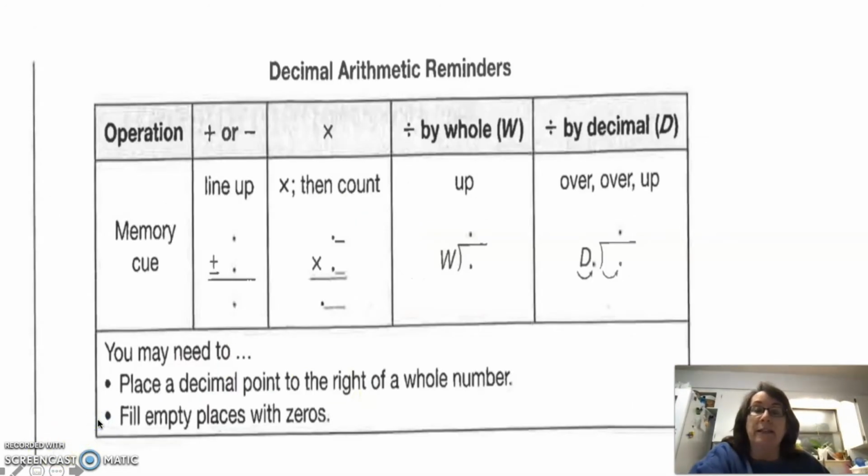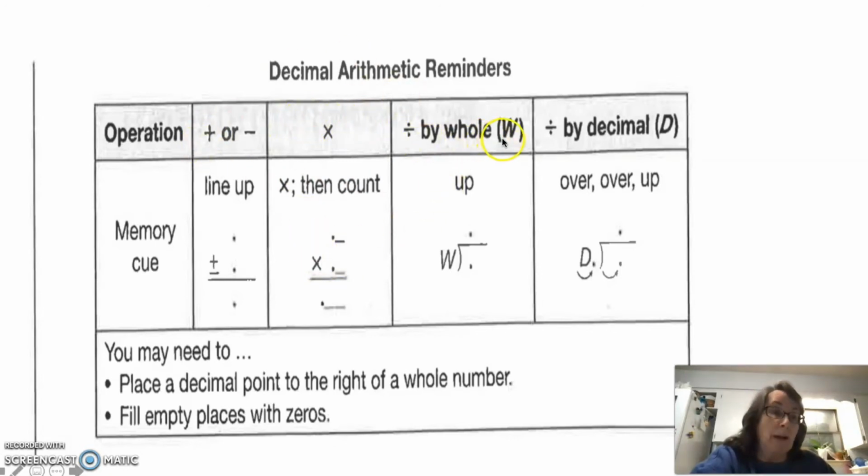So let's look at the next one. Now this is at the very end of your lesson. This is kind of a reminder chart. So here's our memory cue. If we're adding or subtracting, we must line up the decimal. If we're multiplying, we're going to multiply the numbers without the decimal considered, and then we're going to count the decimal places and put that many decimal places in the answer.